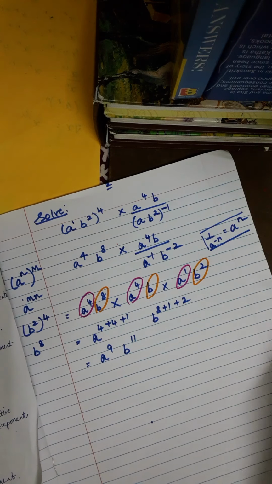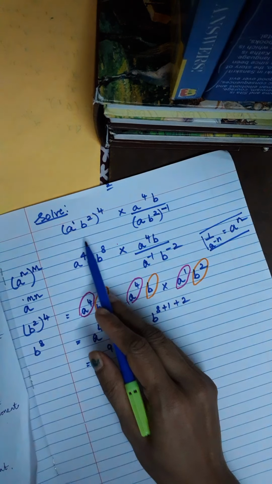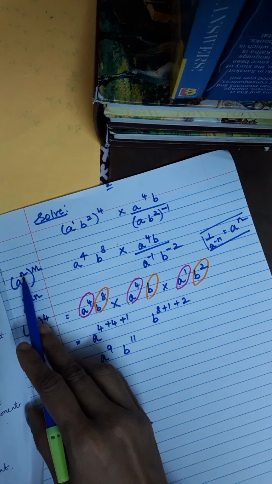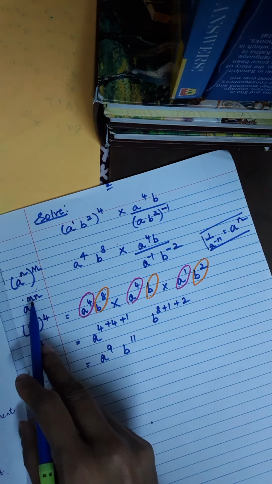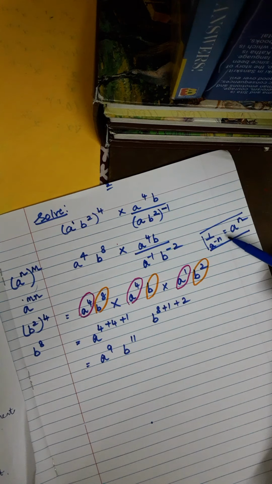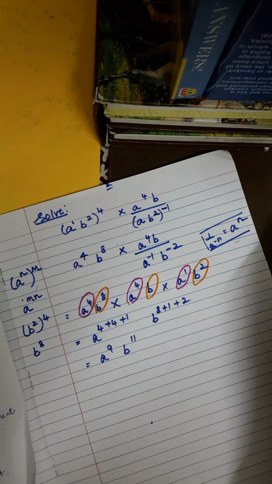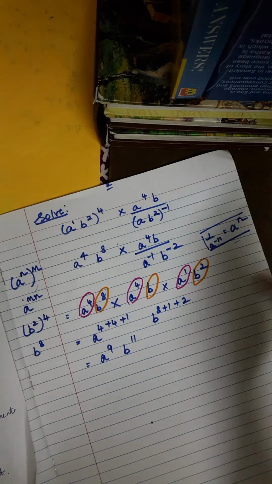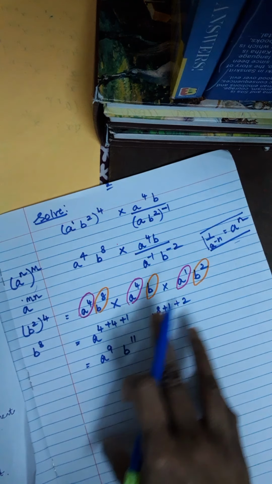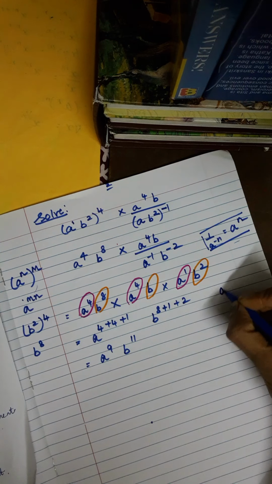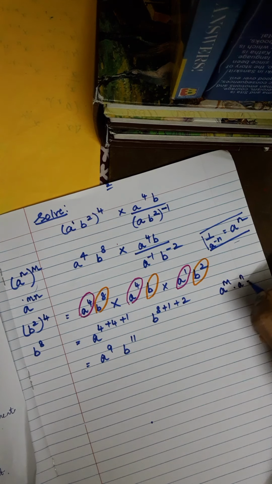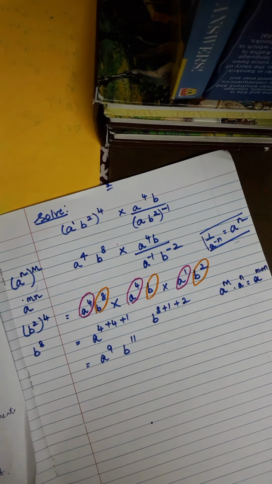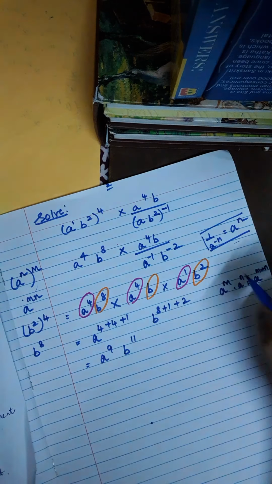So what are the rules we have covered here? Power of power rule. a to the power n, the whole power m, means a to the power mn. That rule we have applied, and we have also applied the negative exponent rule. That is 1 by a to the power minus n will become a to the power n. My negative exponent will become positive. And here we have applied the product rule: if I have the same base, for example a to the power m into a to the power n, I will have to add my exponents, so m plus n.